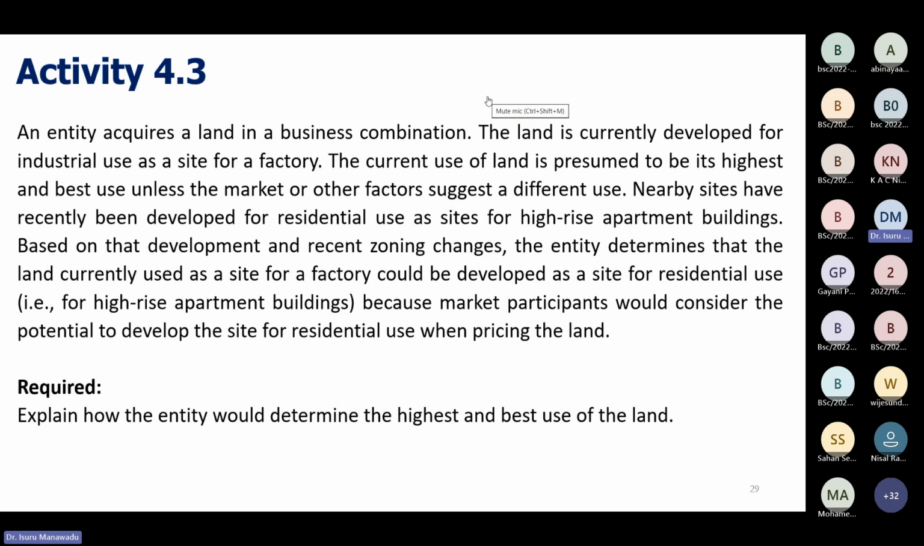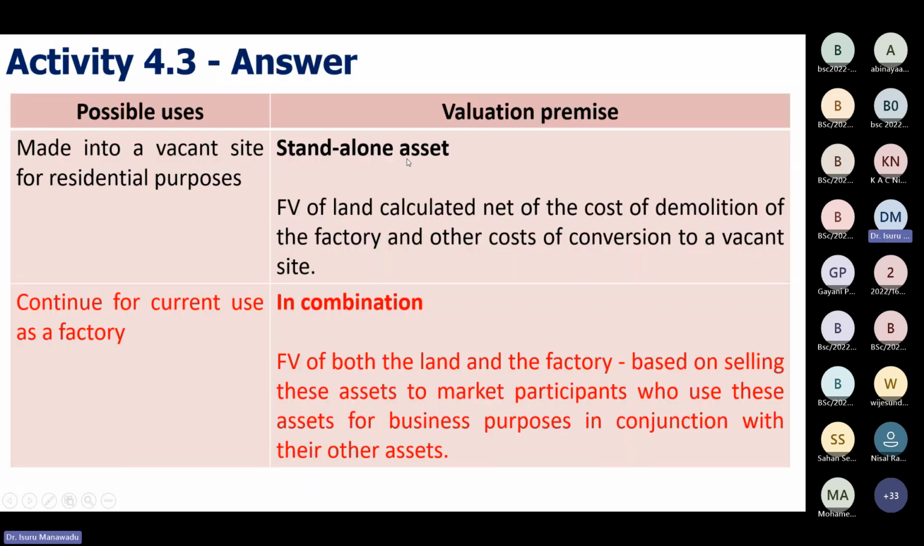What is the potential use to maximize the value of the respective asset? Right? You understood it. Right. Now, look at the answer. The possible uses. Made into a vacant site for residential purpose, that's a standalone asset, no? Fair value of the land calculated net of the cost of demolition of the factory and cost of conversion into a vacant site, right? So that's the fair value. That's the fair value of that particular land.